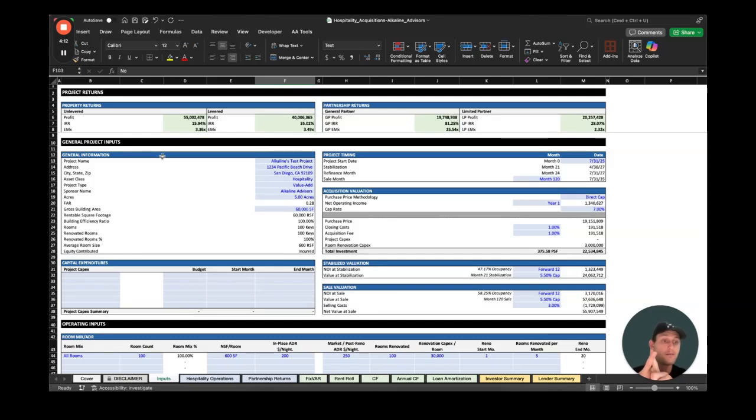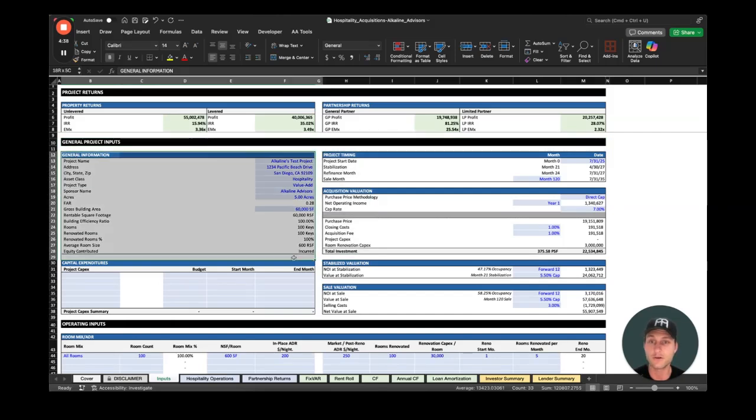First, we have the contributions. Next, we have the distributions. And then finally, we have the timing. Contributions is how much are we spending. Distributions are how much are we receiving, and the timing is when does all of that happen. And with those 3 core variables, we're able to understand whether or not a project makes sense at a financial level. So we'll start on the inputs tab with general project inputs.